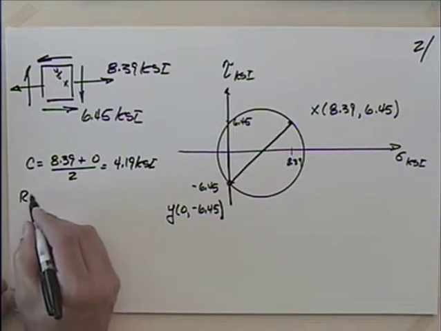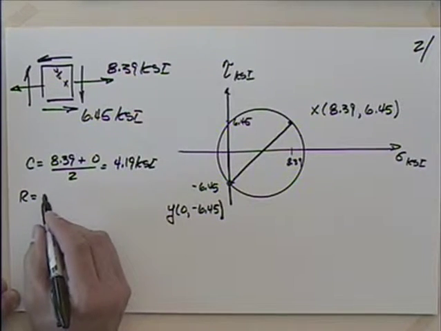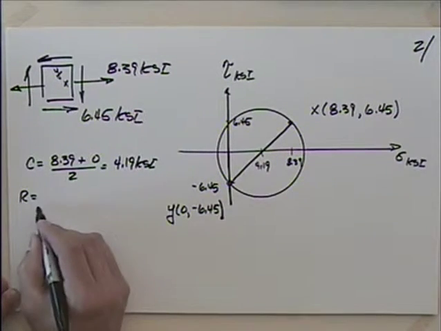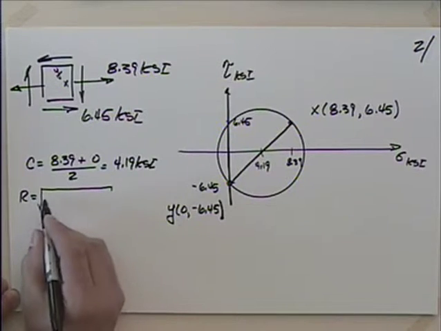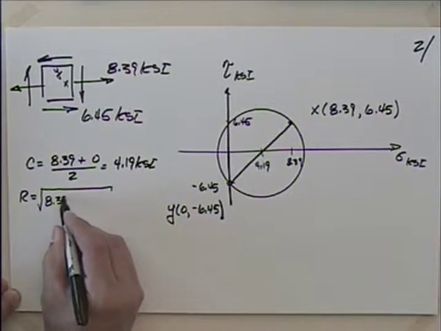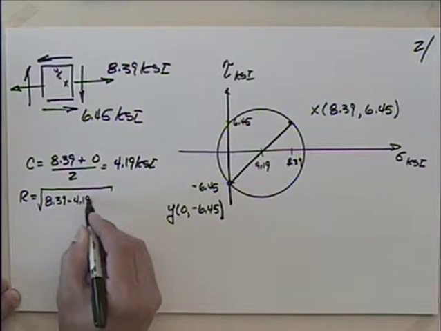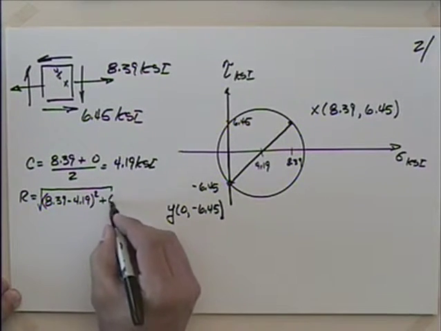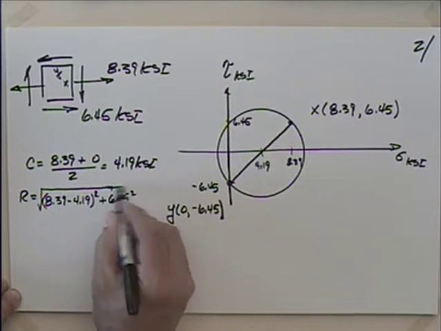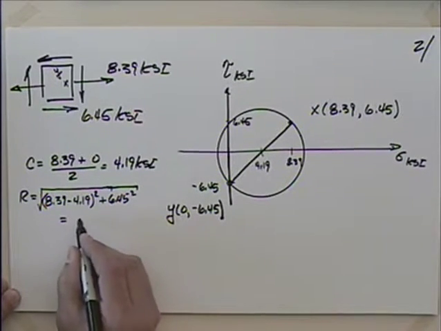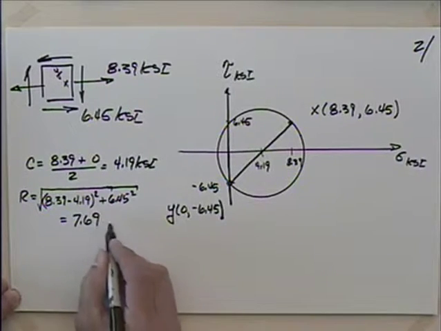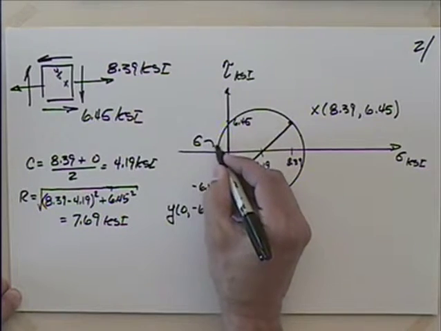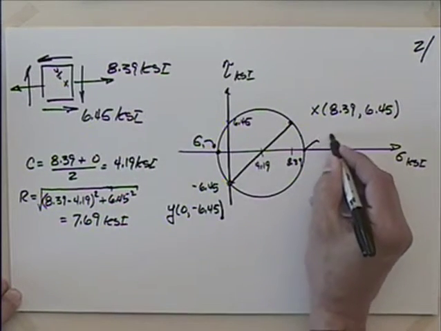The radius is then going to be, if this is 4.19, the square root of 8.39 minus 4.19 squared plus 6.45 squared, which gives us 7.69 KSI. So then we could talk about sigma 1 if we wanted to right here, and sigma 2 if we wanted to right there.